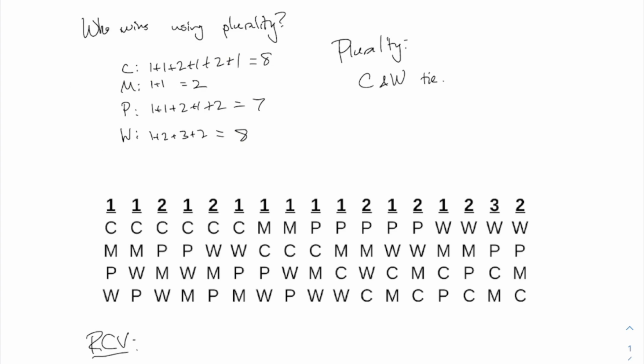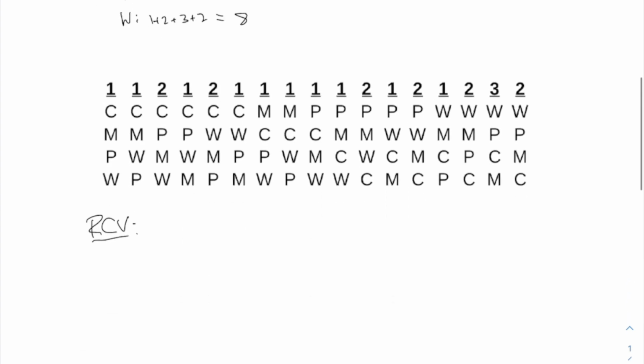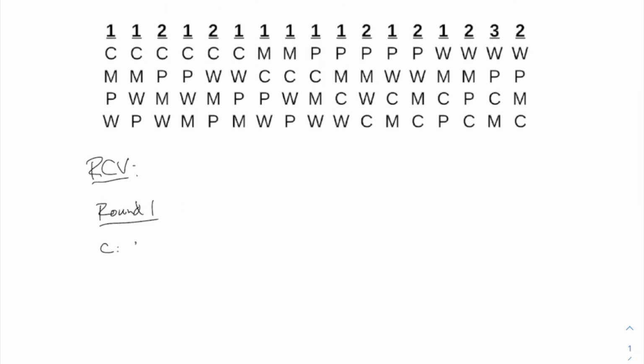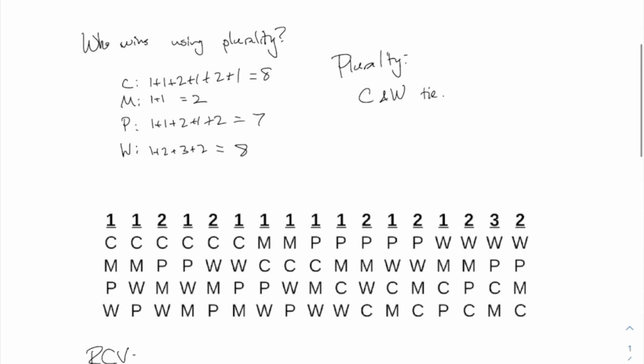But anyway, in round one, I'm just going to copy those results here. Round one, the C's were 8, the M's were 2, the P's were 7, and the W's were 8. We have a tie for the winner, but that doesn't matter. This is not the technicality rule I was talking about, which is when there are ties for losers. So who gets eliminated here? The M, the maple syrup. It breaks my heart. The M is eliminated.